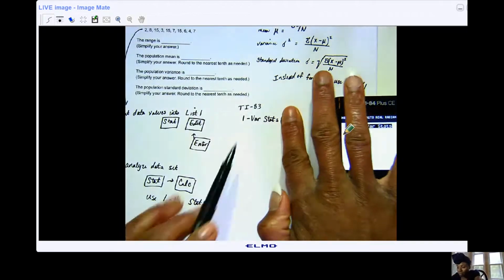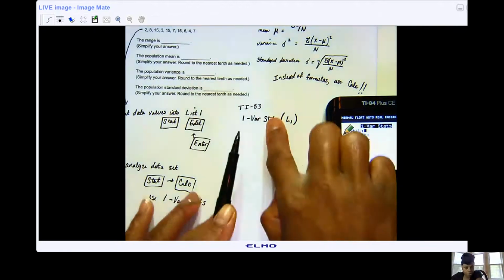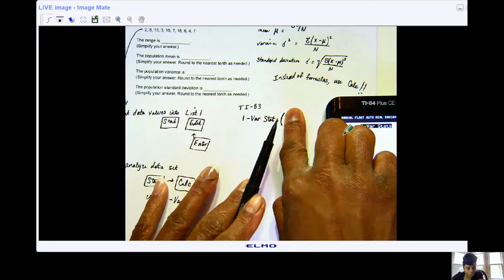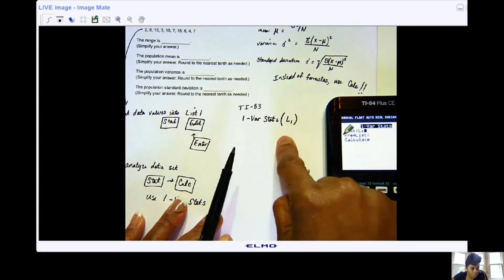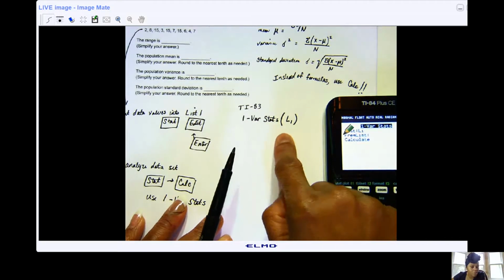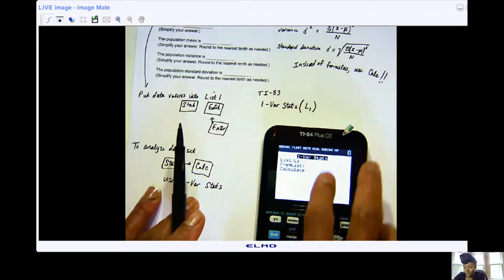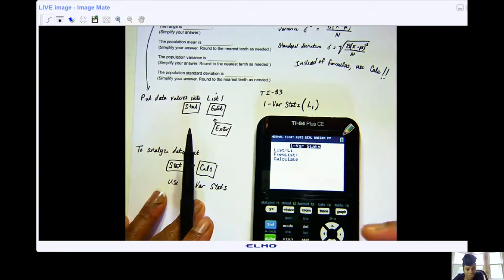They would actually have this imposed on your home screen. Instead of this screen right here, you would see 1-Var Stats and a little open parenthesis. You would press second 1 for L1, and then you can close it off or not. It's no big deal. And then you'll press enter. Okay.